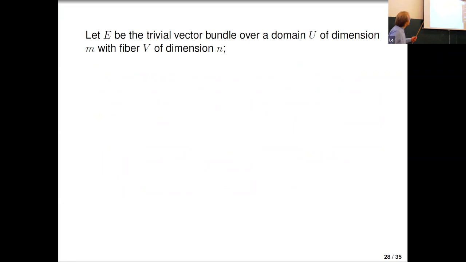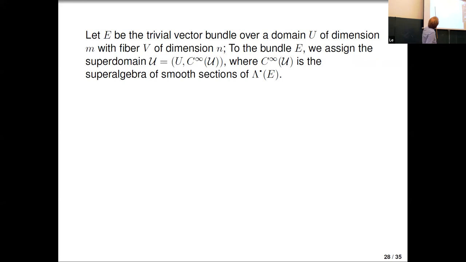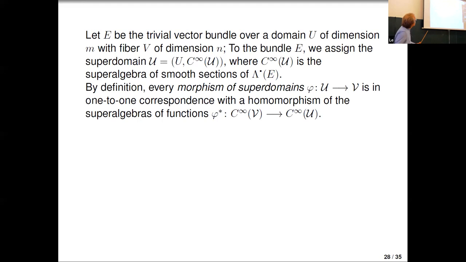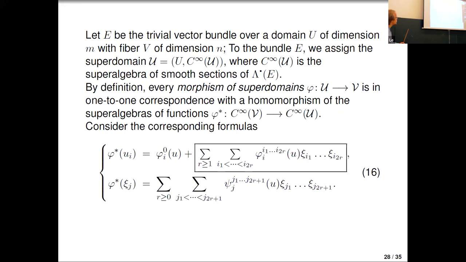So now we start working not over the point but over some manifold of dimension n. We have some vector bundle of dimension n over it. And what is the sheaf of functions on it? It will be some smooth functions, as well as the Grassmann algebra. By definition, any morphism of two superdomains will induce the corresponding morphism on the corresponding smooth functions, and it will be described in the following manner.